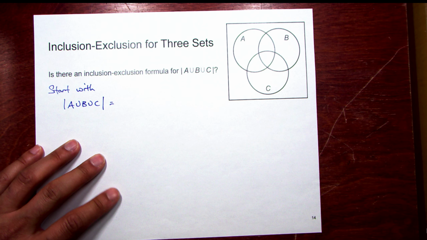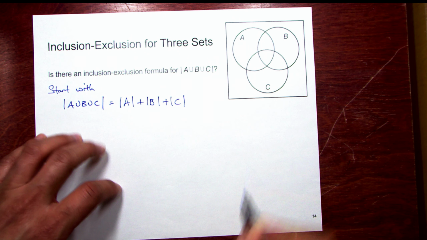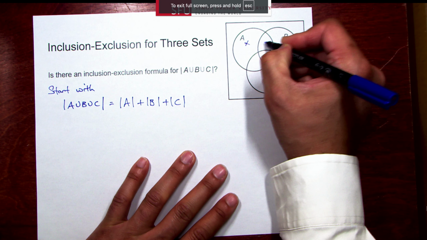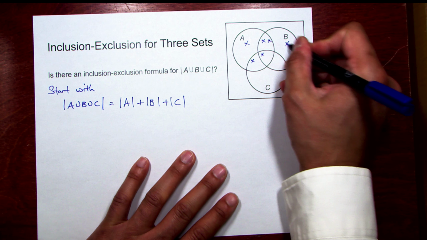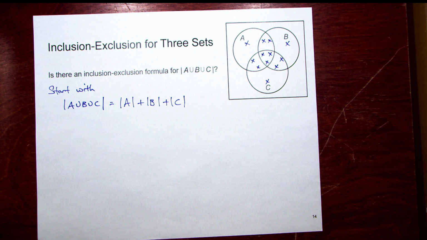So similar to before, we start by taking the size of A and the size of B and the size of C and adding them all together. We are intentionally overcounting. We know this is not going to work, but let's just put X's in the regions that are counted. So that's all of A. This is all of B. And each of C's 4 regions gets an X. And you can see that some of the regions are counted exactly once, but all the regions in the middle are counted 2 or 3 times.